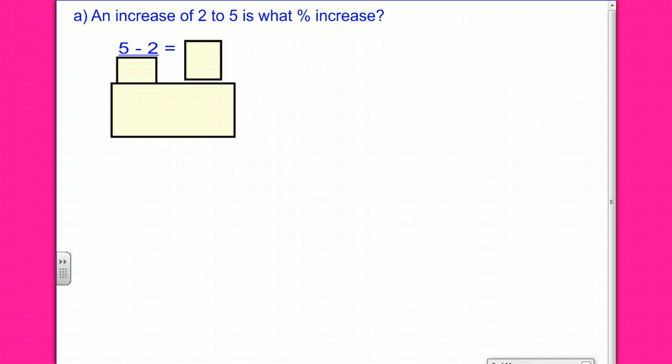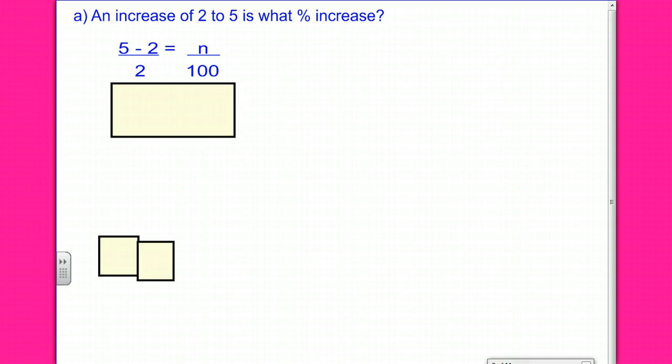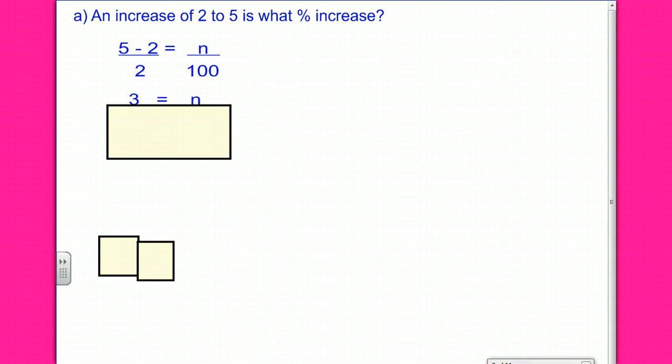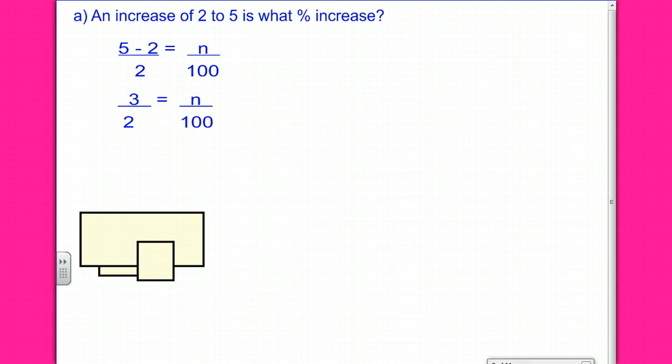And then what was the original amount, Olivia? 2 was. So we put that over 2, okay? And then we can complete this proportion by writing it equals some number over 100, some percent over 100. And then we can do what you were just kind of holding in your head, 3 over 2 equals n over 100. And now you've got your choices in solving this, right?